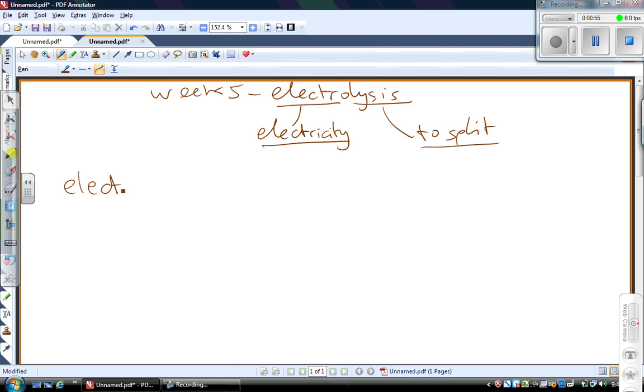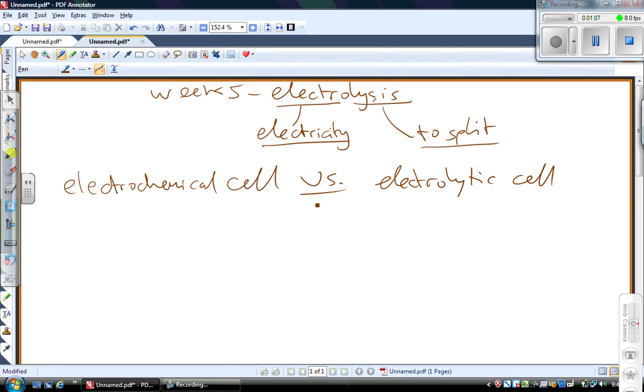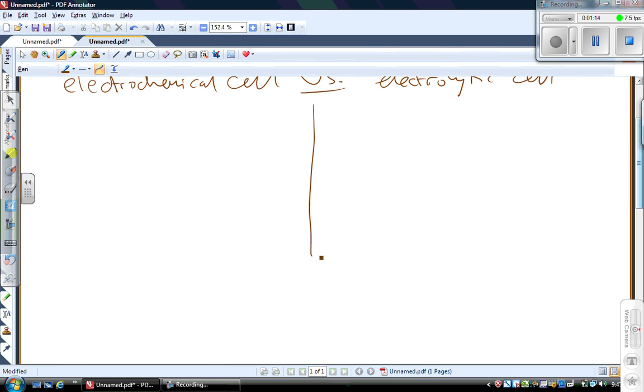So electrochemical cell versus an electrolytic cell was what I started the course off with. So if I scroll down a little bit, electrochemical versus electrolytic. Now, first of all, we just start by drawing a general diagram of each of the cells. If I just take this color here for electrochemical.